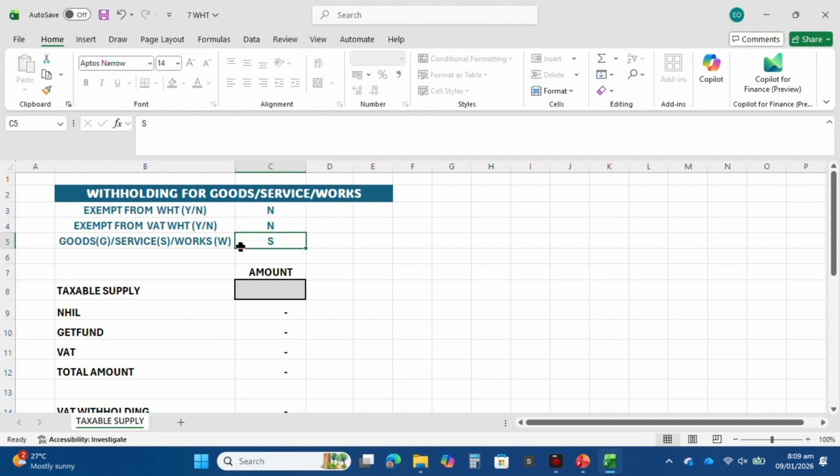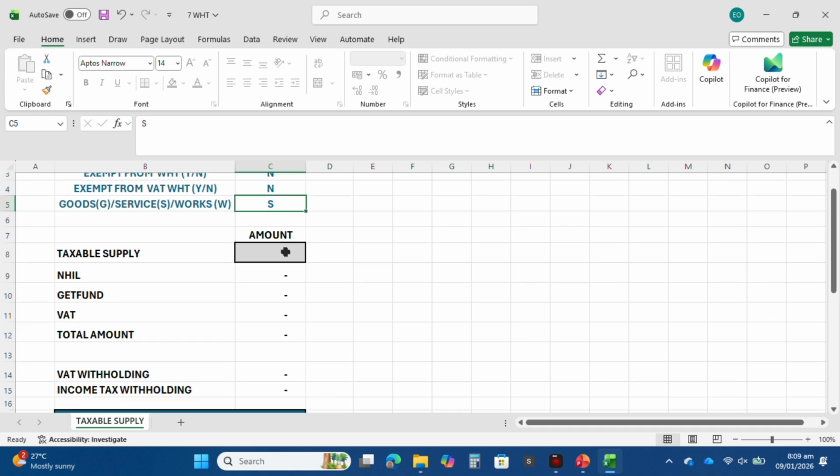Okay, so it's a supply. What is the amount? So assuming you are supplying laptops to Stanbic Bank, you get this laptop to Stanbic Bank, and then the amount, say 1,000 cedis. The laptop is 1,000 cedis, just one laptop. Your sales price is 1,000 cedis before you're charging VAT. So you enter the amount before VAT here. So you write 1,000 cedis.